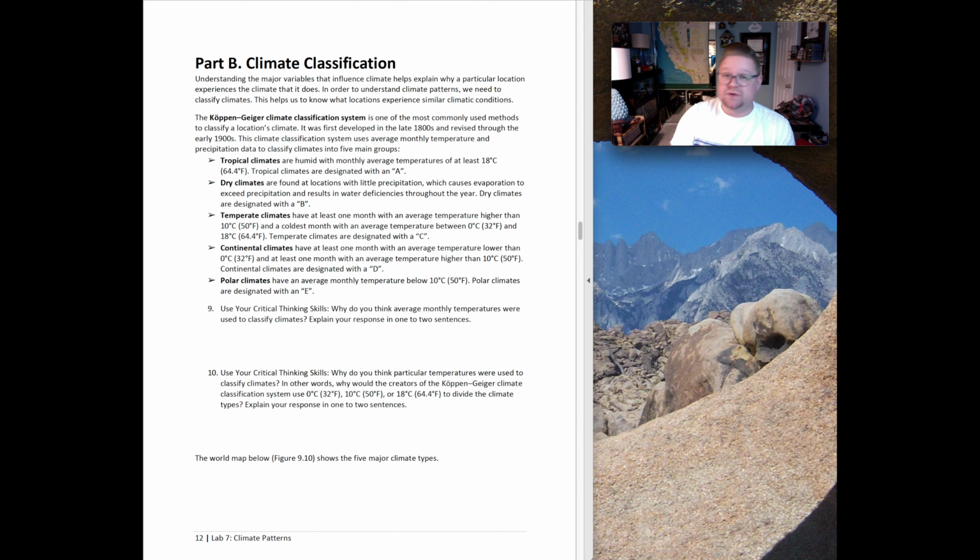Question 10 says, using again your critical thinking skills, why do you think particular temperatures were used to classify these climates? In other words, why would the creators of the Köppen-Geiger climate classification system use 0 degrees Celsius, 10 degrees Celsius, 18 degrees Celsius to divide the climate types? So what are those breaking points? What does 32 degrees Fahrenheit really mean? What does 50 degrees Fahrenheit mean? And so on and so forth.